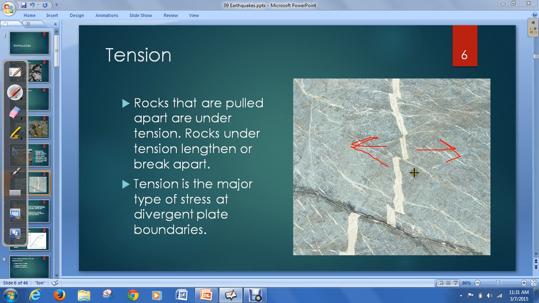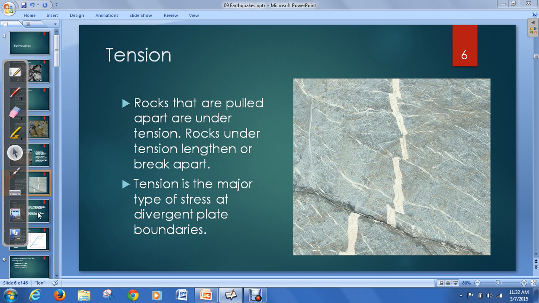Now, in some cases it will stretch, in some cases it will actually break, depending on the structure of the rock. If it actually breaks, then again you get that fracture, and that movement is going to cause an earthquake, either big or small, but it probably will cause an earthquake. Again, this is associated with a divergent boundary.